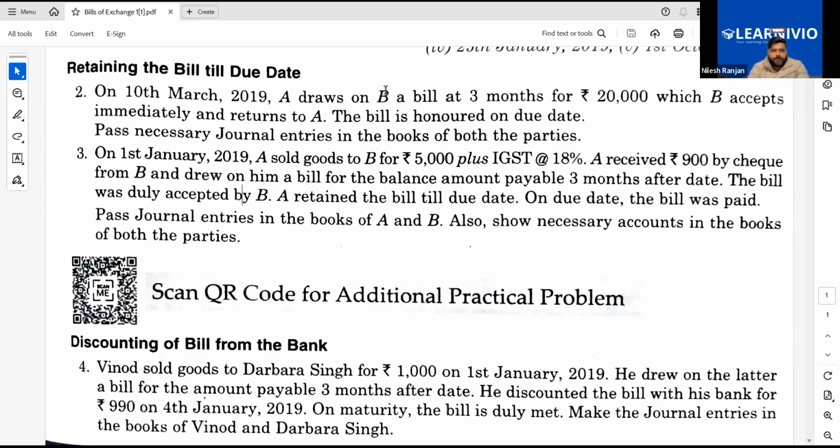Yes, then Jan 4, bank account debit, what you have written, discounting of bill account. What did you write in the first entry, drawer or Darbara Singh? Darbara, and I said Joy because I was looking at the formula. Sorry, journal entry. So you have written Roy.